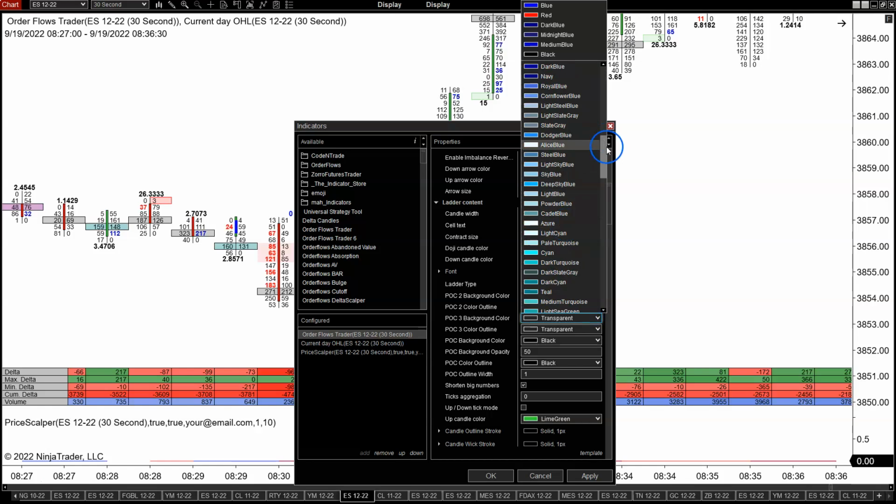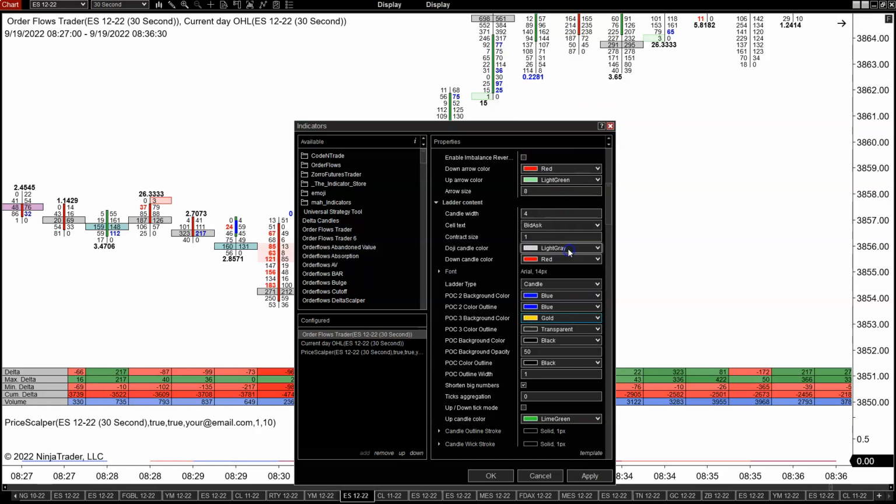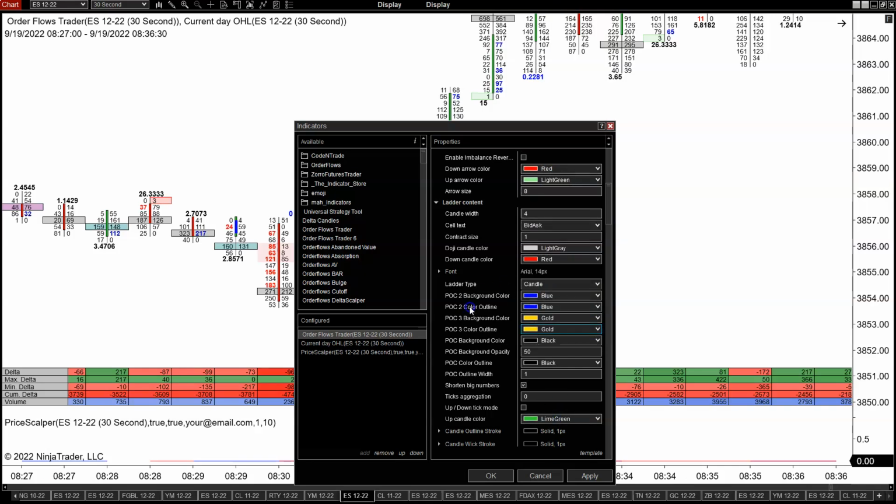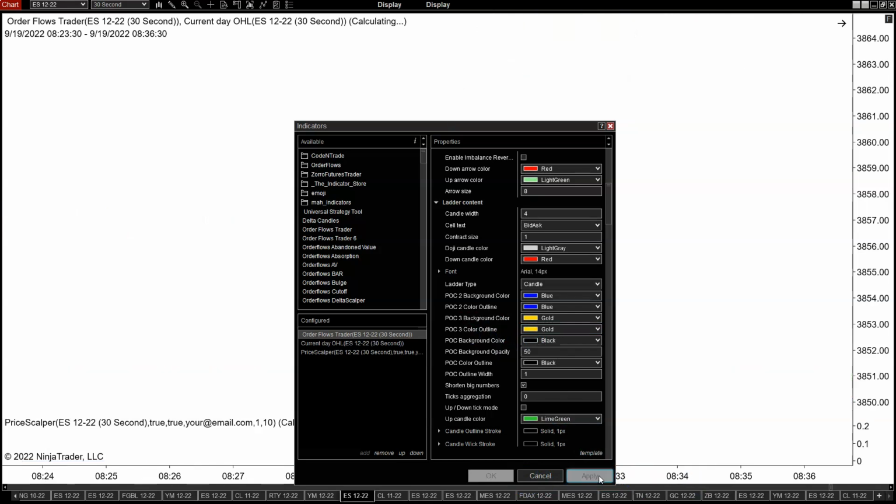Is there yellow on here? Make kind of a yellow one. Gold. Make that gold. Okay, so I'm just going to put up this. The normal POC will be the gray color box. The second POC will be the blue color box, and the third POC will be the gold color box, just so you can get an idea of how volume sometimes just really gets distributed out in a bar, right?